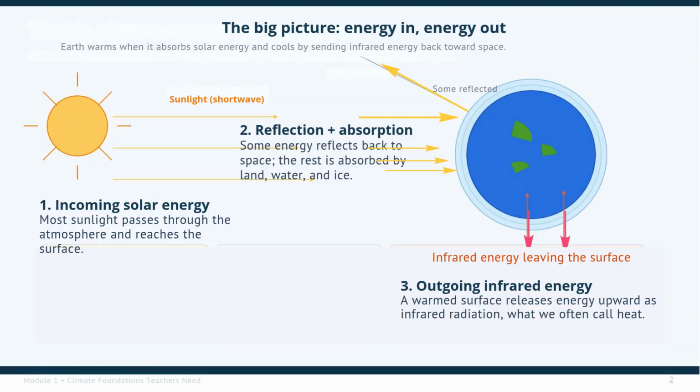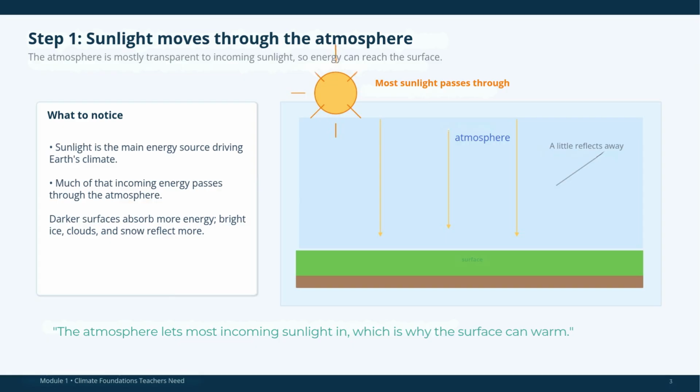So the basic sequence is: energy comes in, some of it reflects away, and some of it gets absorbed by the Earth's surface. The surface begins to warm. Then the warm surface gives off infrared back out into the atmosphere and into space. That energy flow is the foundation for understanding the greenhouse effect. So let's break this down step by step.